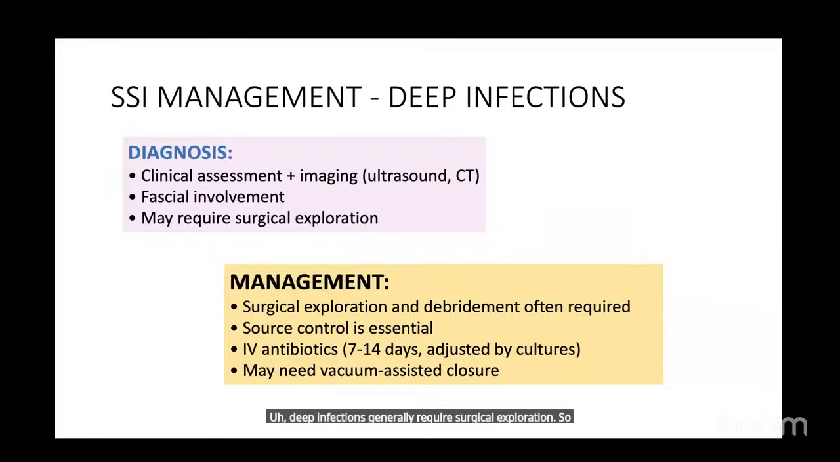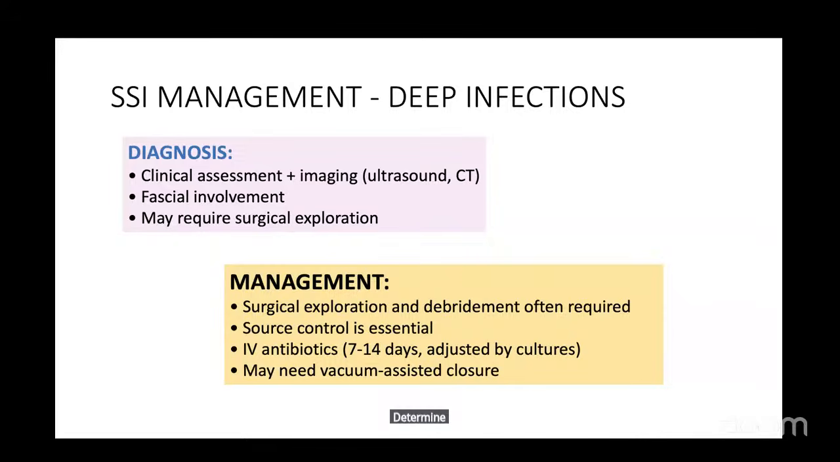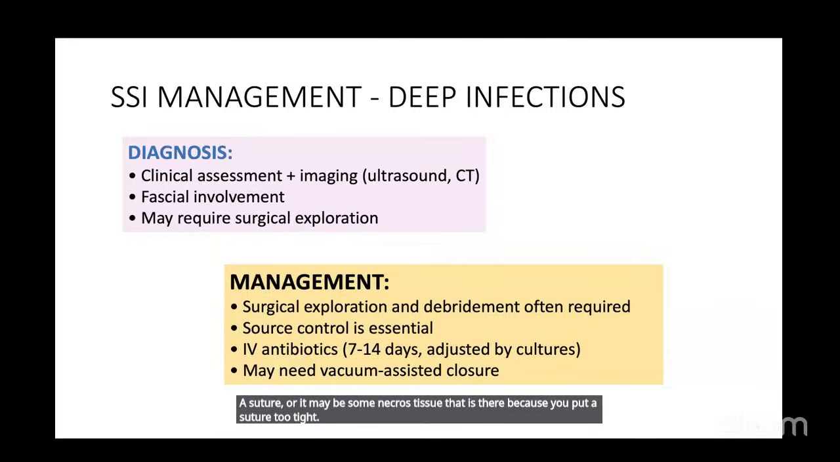So by surgical exploration, what we're saying is we open the wound, determine the tissue involved, whether it's the fascia or the muscle, what is involved, how much of it is involved. Then sometimes the muscles may be necrosed and may need a lot of debridement. So this may need to be done. So when there is deep infection, the source control becomes mandatory. The source is usually a suture, or it may be some necrosed tissue that is there because you put a suture too tight or something may have happened.